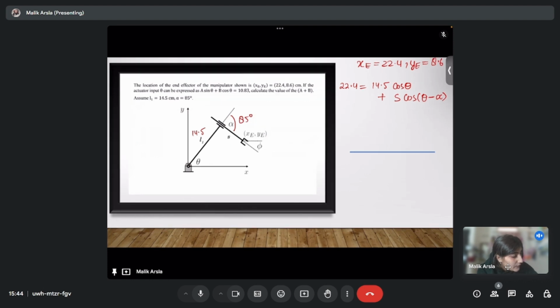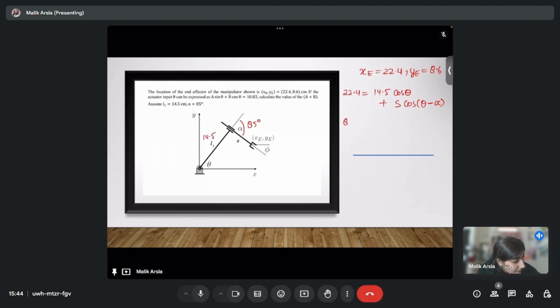And the second equation will be 8.6 is equal to 14.5 sine theta plus s sine of theta minus alpha. Now here alpha is given, so you can substitute that, and s is not given, so you will try to eliminate s from these equations. So that is the catch. Okay, that is how you approach a question. So try to solve these equations and tell me in what form you are getting it.